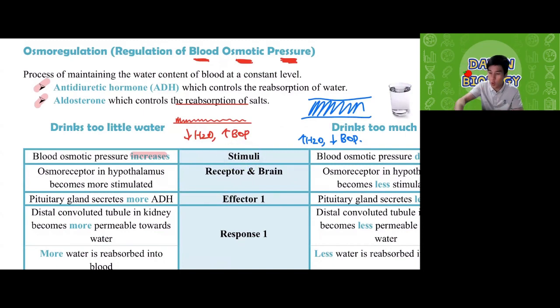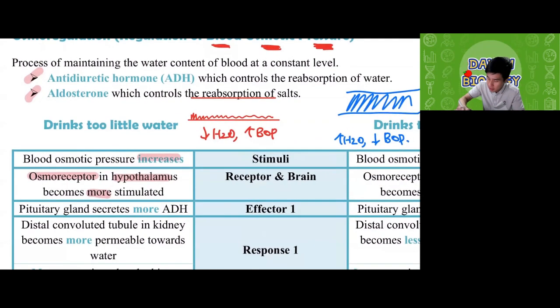This receptor is called the osmoreceptor, in your hypothalamus. This week we also mentioned the hypothalamus is a part of your brain that regulates homeostasis, regulates your internal environment. When your water level is too low and blood osmotic pressure too high, the hypothalamus can sense it, so it'll be more stimulated. I want you to remember the blood osmotic pressure arrow. This arrow is up, and the subsequent ones are also all arrow up, see, more stimulated.